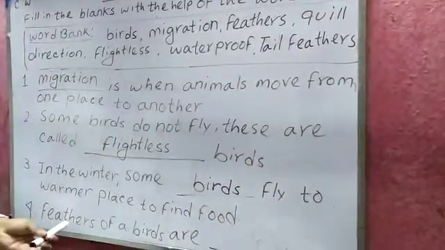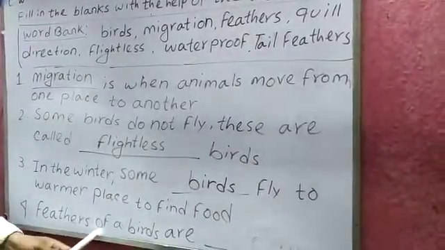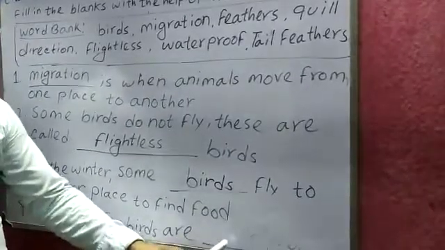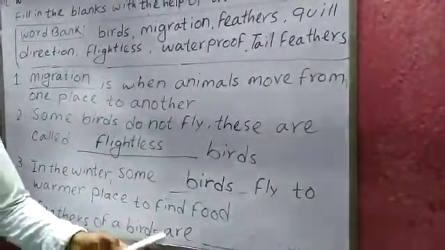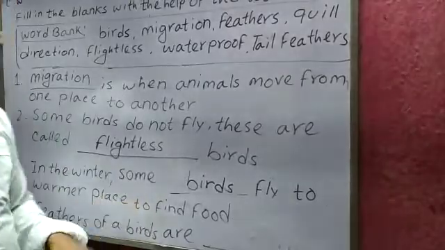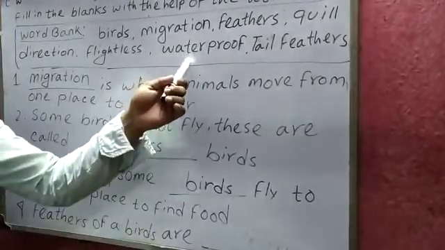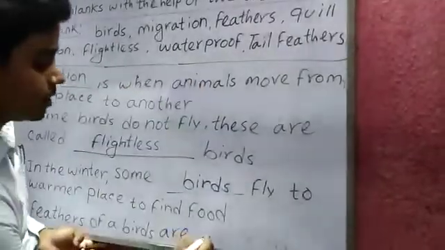Next, number 4, feathers of a bird are dash. Feathers of the birds, you know feathers, and the feathers of a bird are, yes, right, waterproof. So write here waterproof.